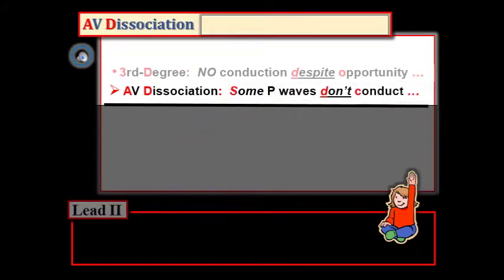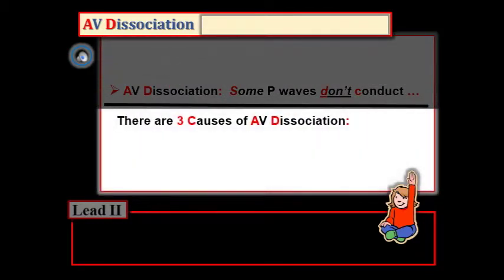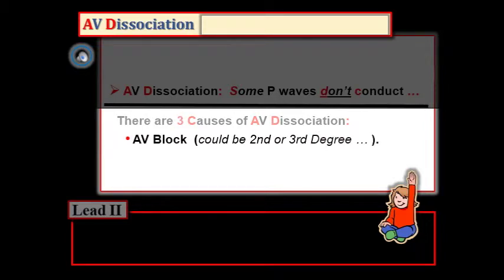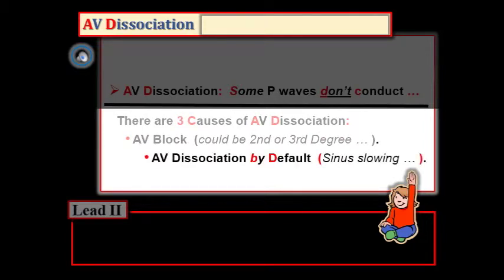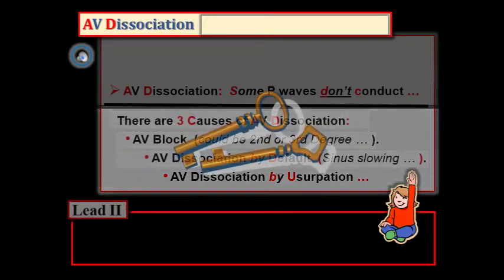There is a regular atrial rate, but for whatever reason, there are at least some P waves that are not conducted. The reason could be AV block, either second or third degree, or it could be either by default, in which the rate of the sinus node slows, or by usurpation, in which the rate of the escape pacemaker accelerates. To explain, a picture is worth 1,000 words.